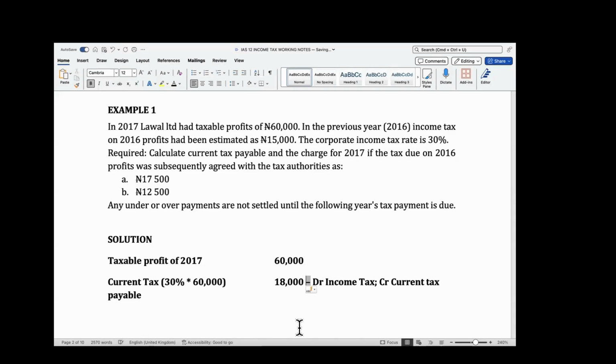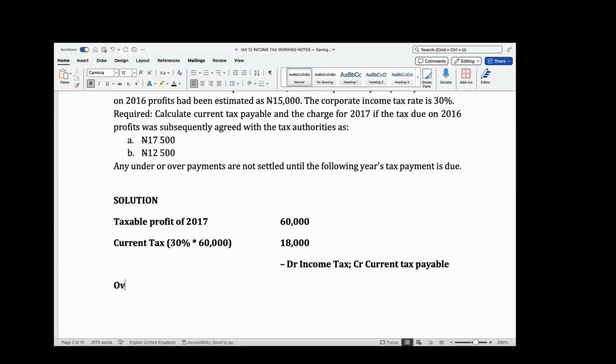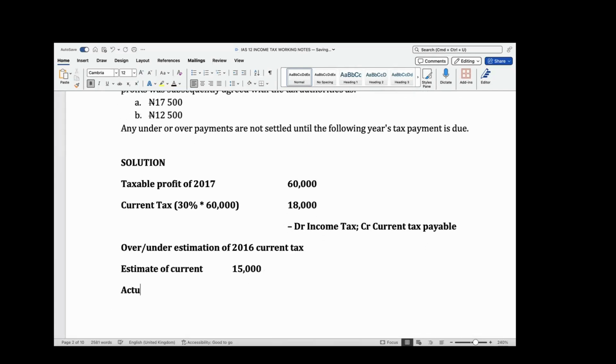This is where it will end ordinarily. But it won't end here because there is this adjustment that has to be made in respect of over or under estimation of 2016 current tax that are not paid until 2017. And that under or overestimation is determined by looking at the estimate of current tax for 2016. We're told that it's 15,000, and they give us two scenarios, that is, if the actual tax agreed is 17.5.